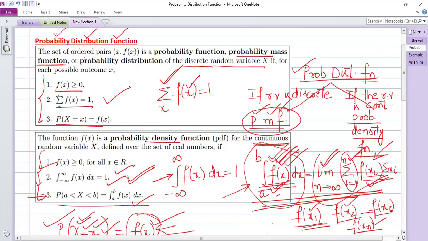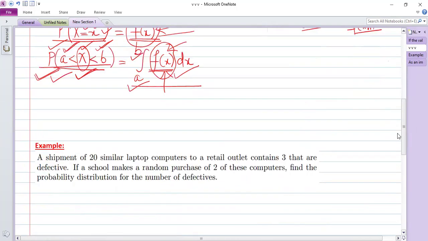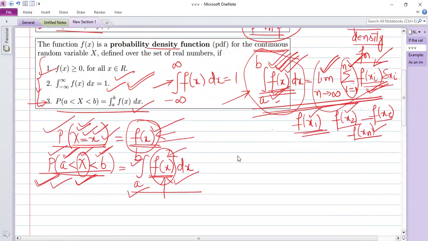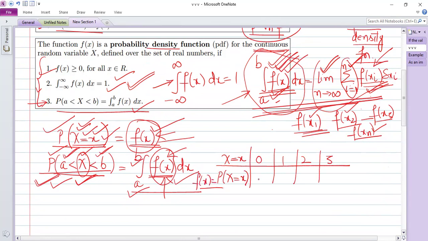Now, one thing mentioned here is that such ordered pairs (x, f(x)) are what we call the probability function, probability mass function, or probability distribution. But in the previous lectures, I was writing the probability distribution in tabular form. Means x has the values, say, 0, 1, 2, 3, and here P(X = x), which was nothing but f(x): f at 0, then f at 1, then f at 2, going on. Obviously, what is this? It is nothing but the probability X takes the value 0, and the probability X takes the value 1.